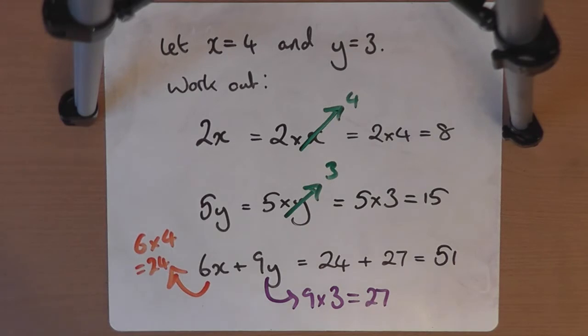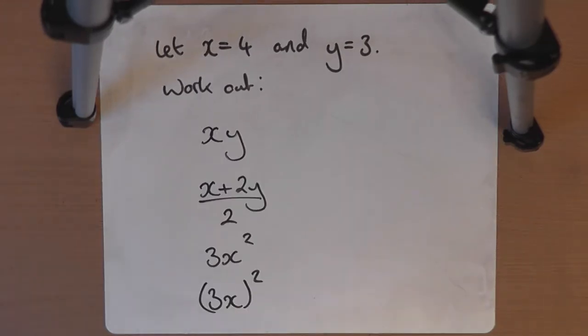We could look at some more complicated things than this as well. If we have a look at 4 more, for the same values of x and y, x equals 4 and y equals 3, let's work out xy, x plus 2y over 2, 3x squared and 3x squared. There is a difference between those last two, we'll come to that very shortly.